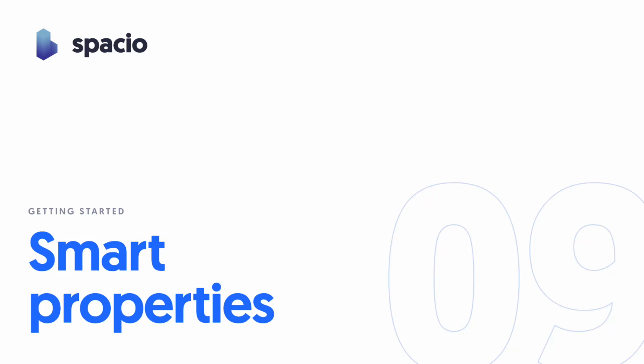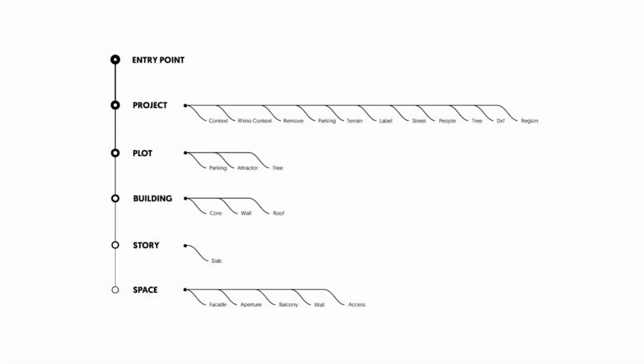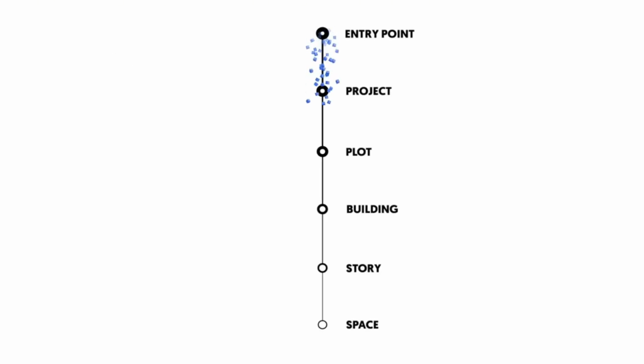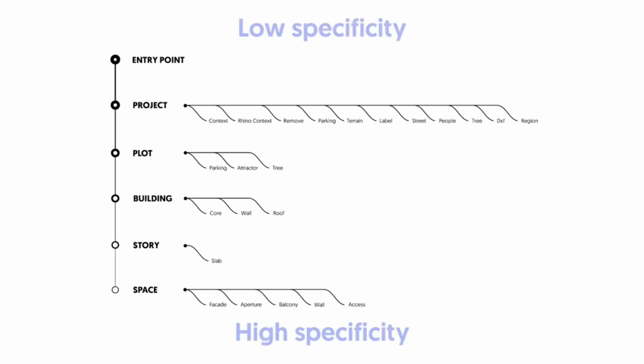The property system in Spacio can look confusing at first, but by the end of this video, you'll have a clear picture. Let's start with the hierarchy. Spacio's hierarchy works like a data tree, a series of one-way gates where instructions flow in one direction, not the other. The specificity of any object depends on its placement on the tree.